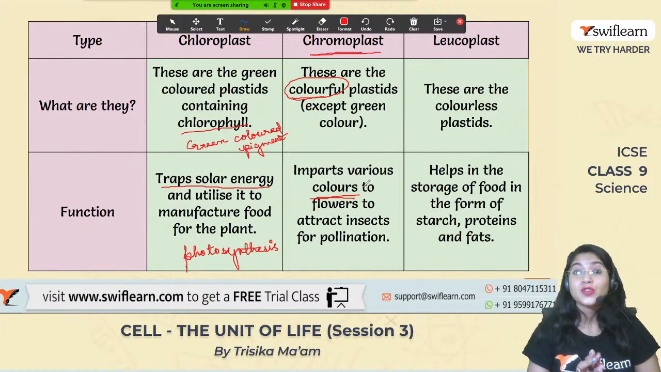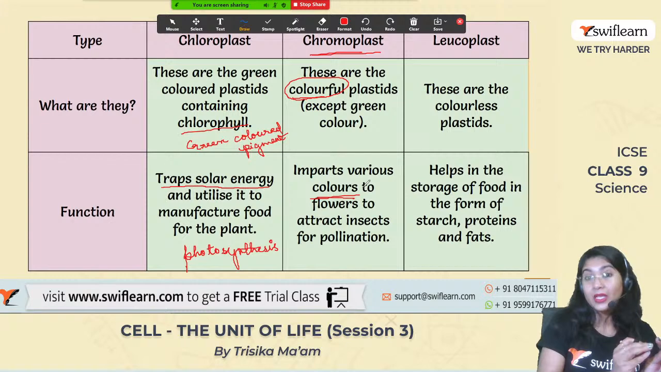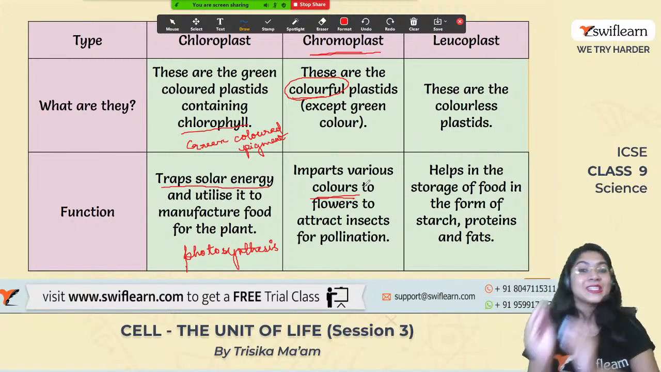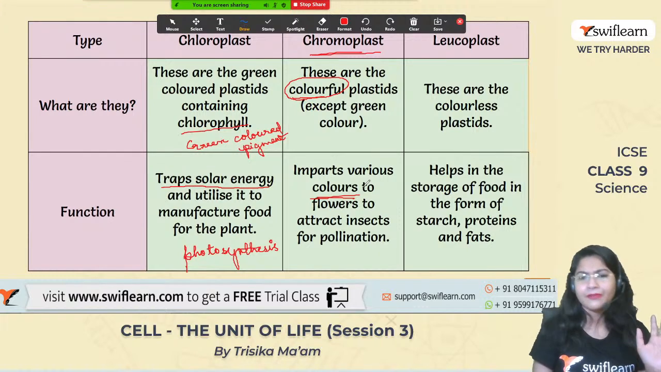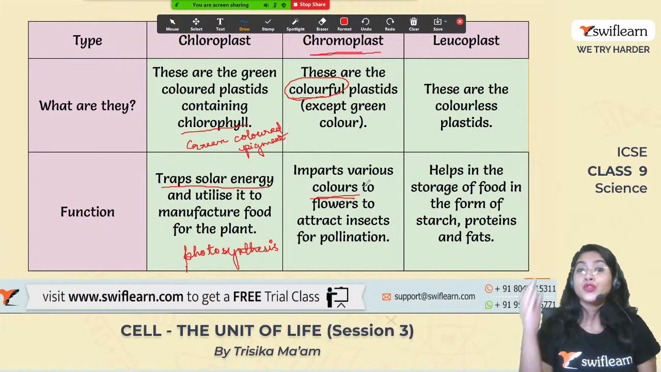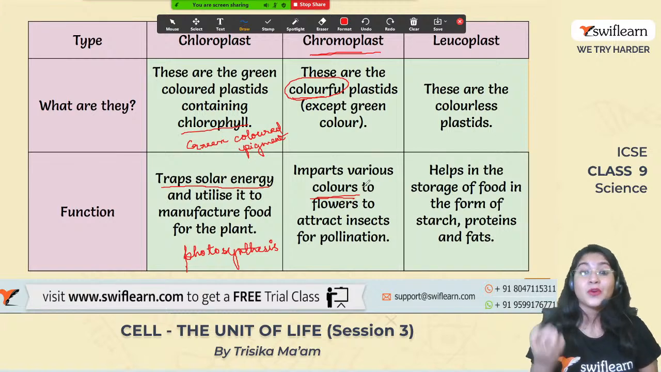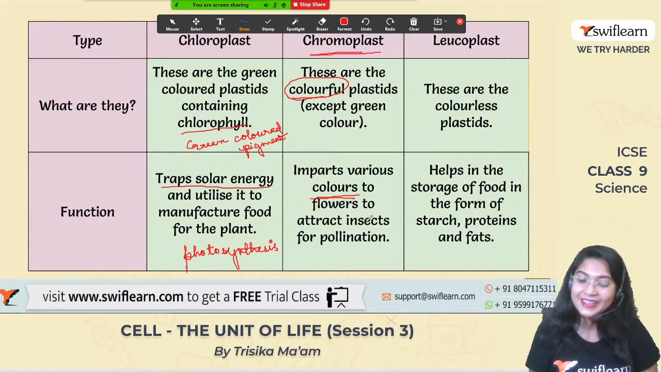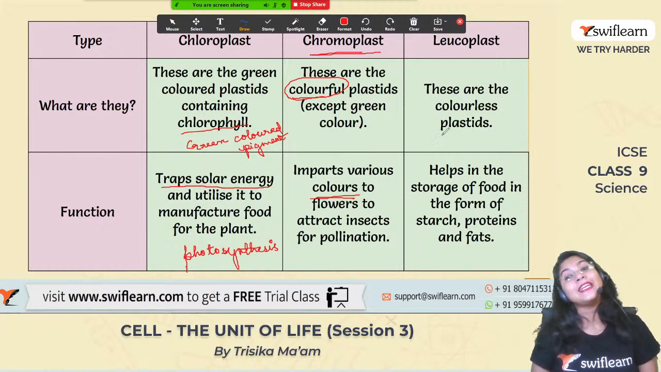Pollination is the process of transferring the pollen grains, which contain the male gametes, from the anther to the stigma of the same flower or a different flower, right? So to attract the insects for pollination, this chromoplast helps a lot. Clear? Now let us move on to the leucoplast.